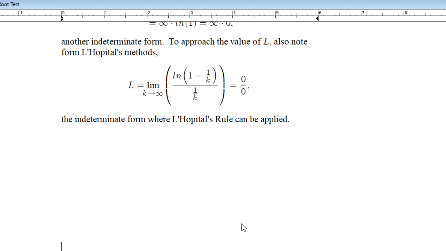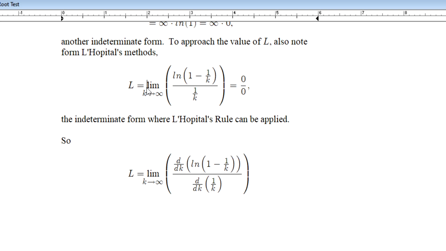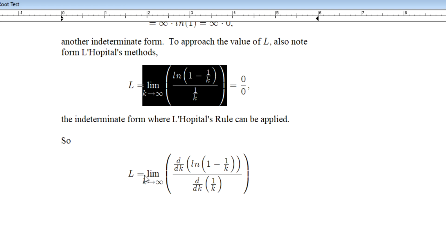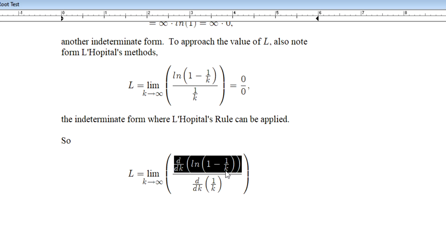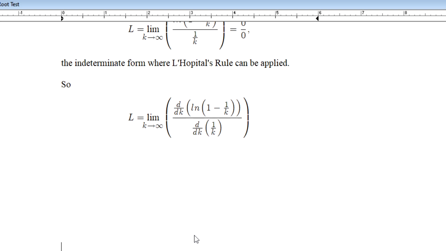All right. What is L'Hopital's rule, if you recall? L'Hopital's rule says, well, the limit you're interested in can be considered the same limit, the same value, as the limit for what is the derivative of the numerator and the derivative of the denominator for your independent variable. In this case, our independent variable is k. So I'm going to take the derivative of this numerator, the ln of 1 minus 1 over k, and I'm going to take the derivative of the denominator, 1 over k, and that's going to be the application of L'Hopital's rule.